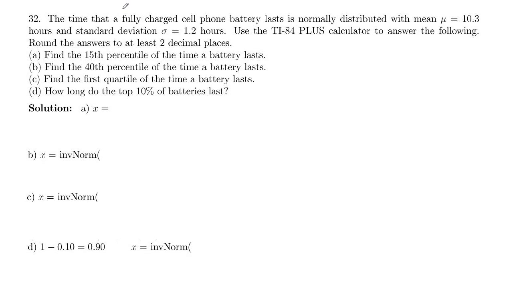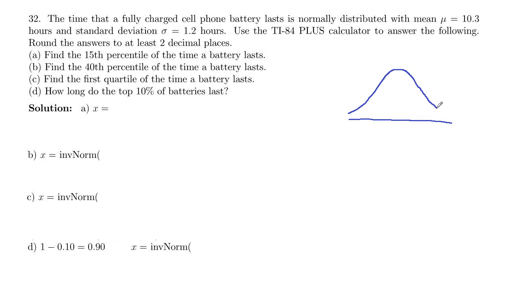In problem 32 here, we are still looking at the time that a fully charged cell phone battery lasts. Our mean time is 10.3. Our standard deviation is 1.2. We're using the calculator to find the following to 2 decimal places. The 15th percentile of time that a battery lasts. So the 15th percentile is the value with 15% of the data below it.